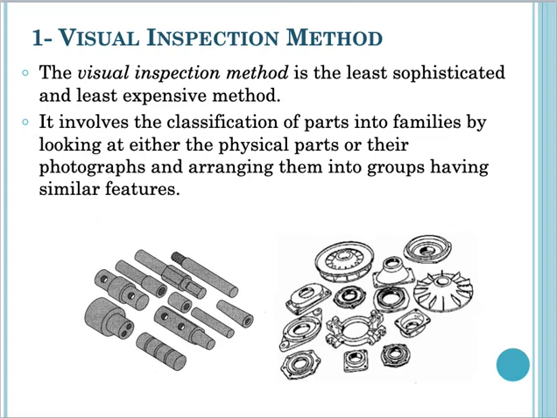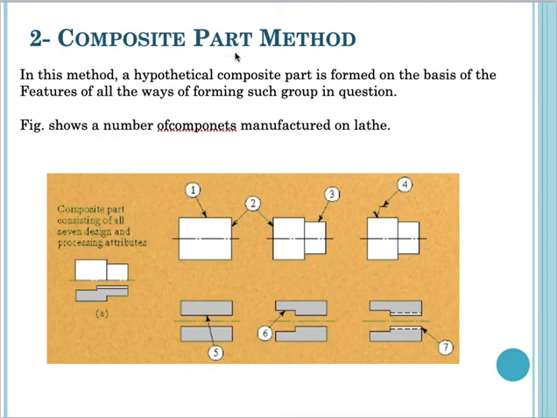And if you see the second one, the composite part method, in this method a hypothetical composite part is formed on the basis of the features of all the parts in the family. The figure shows a number of components manufactured on the lathe, isn't it? So this is a composite part, enclosing all of the seven design and processing attributes, isn't it?